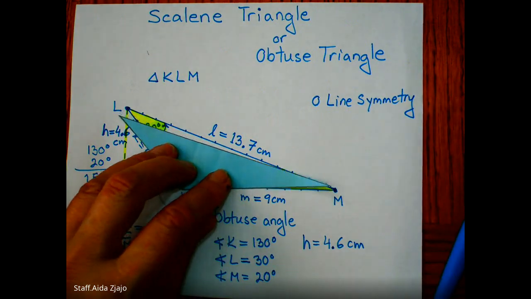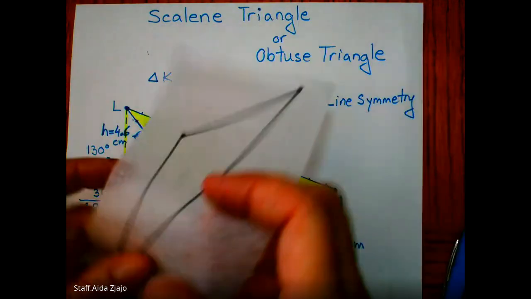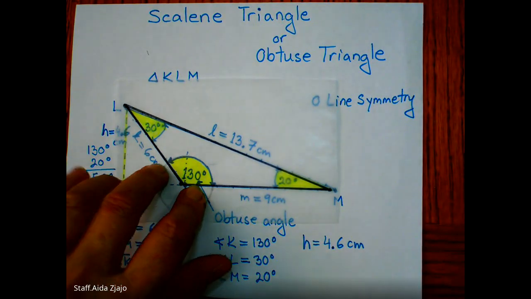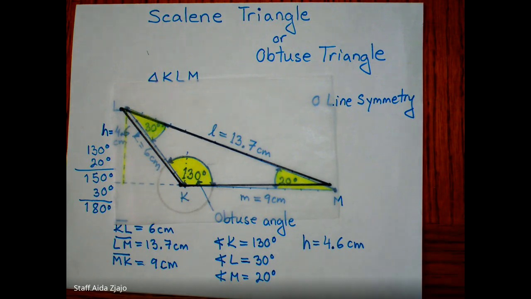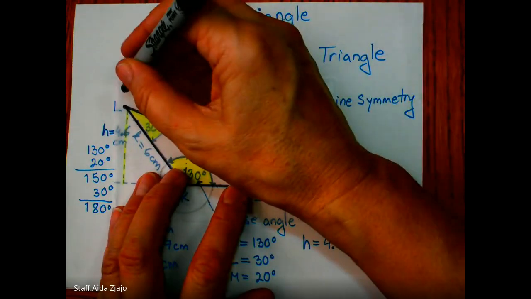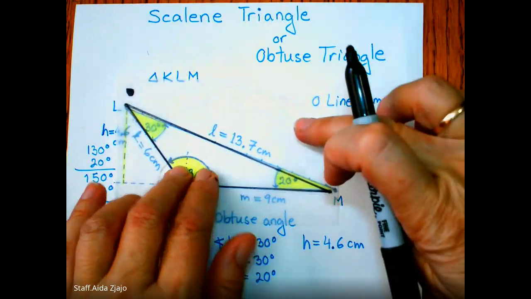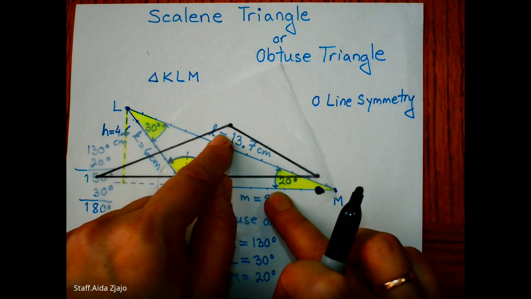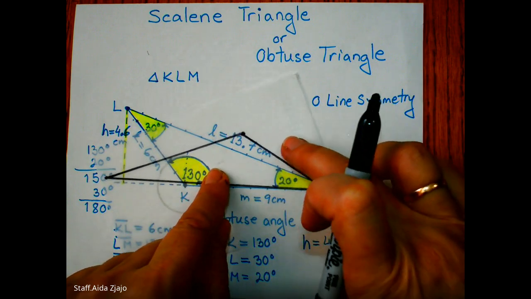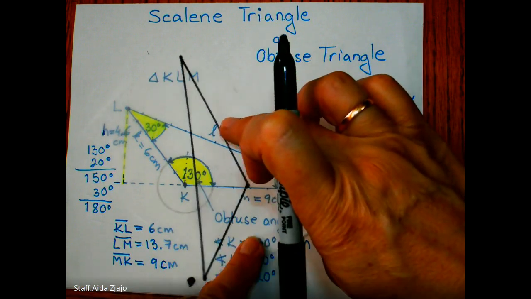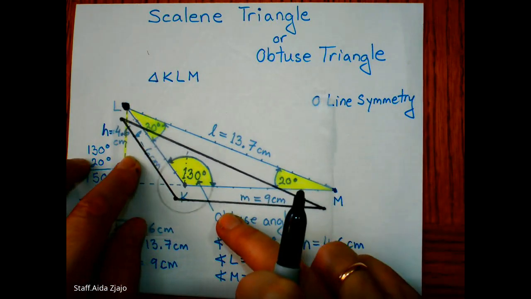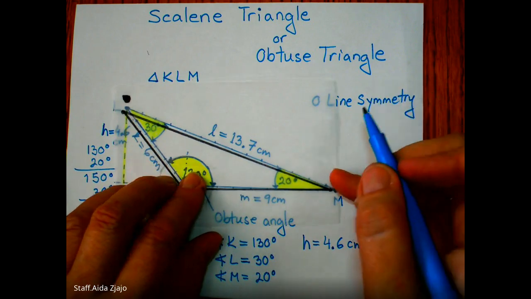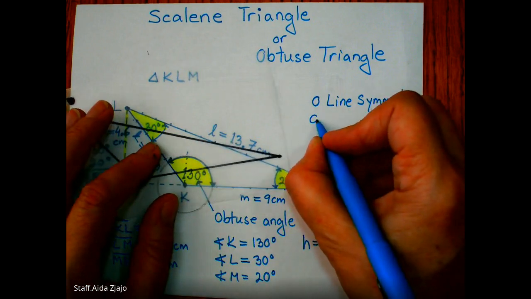If we try rotational symmetry, we can see whether this shape fits into the same shape as we rotate it. You can see that it does not match at all. It's always off until it reaches the same point, which is 360 degrees. So we definitely can say that this scalene triangle has zero rotational symmetry.